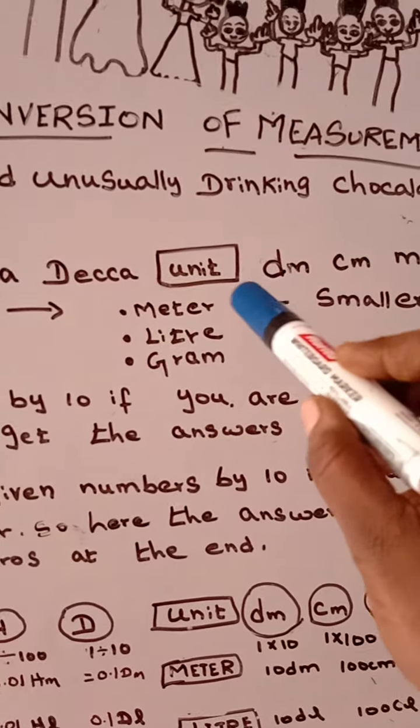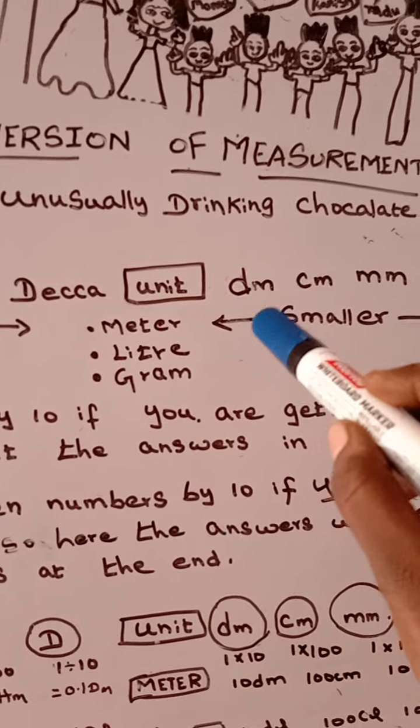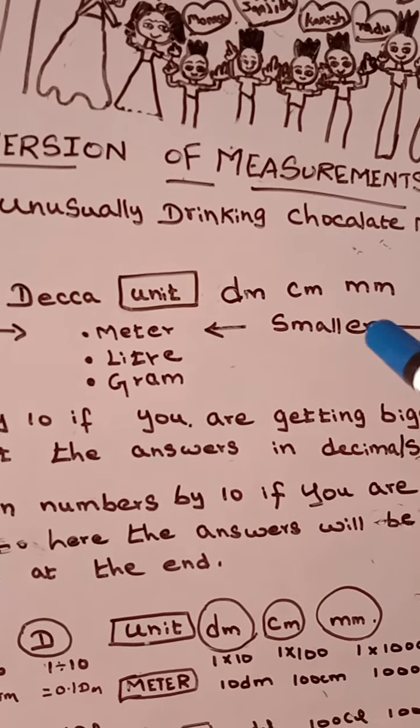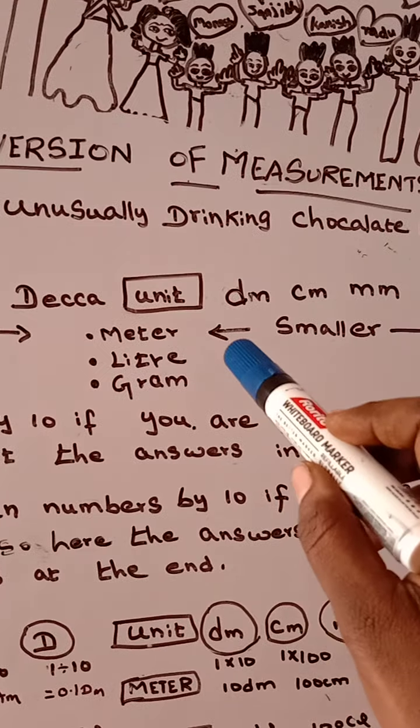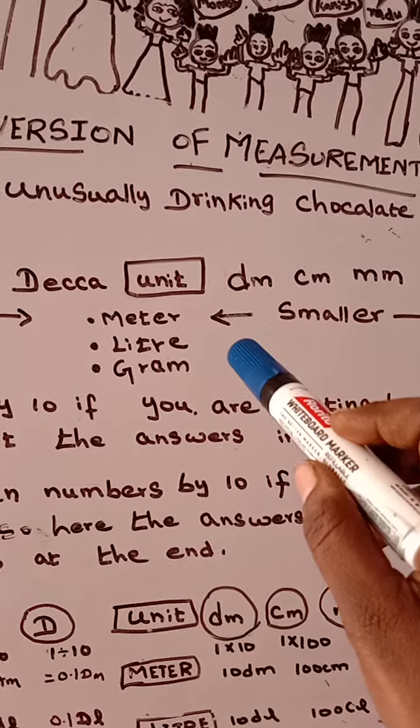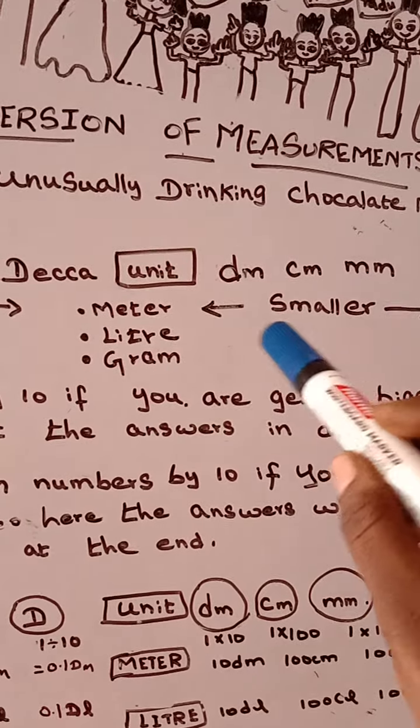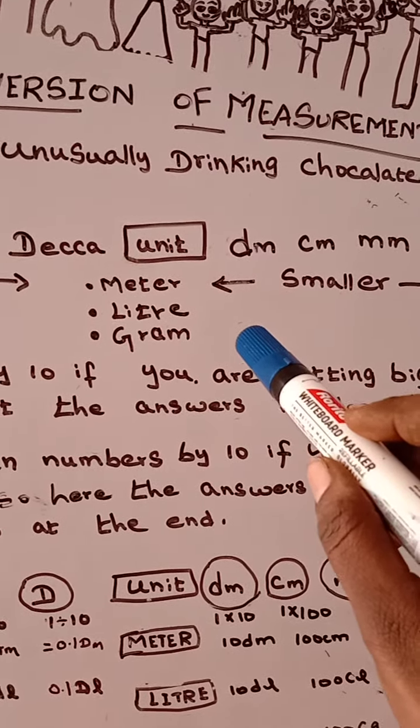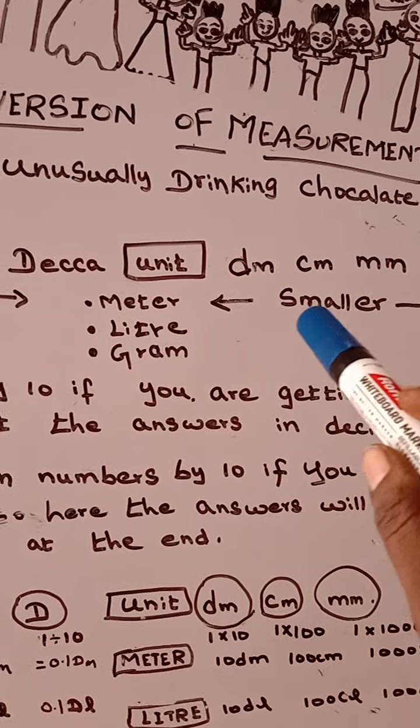Okay, meter will be used to measure the clothes, rope, length of the wall, floor, etc. Liter will be used to measure the liquid items like water, milk, oil, all those things. And gram will be used to measure the groceries, gold, silver and all those things.